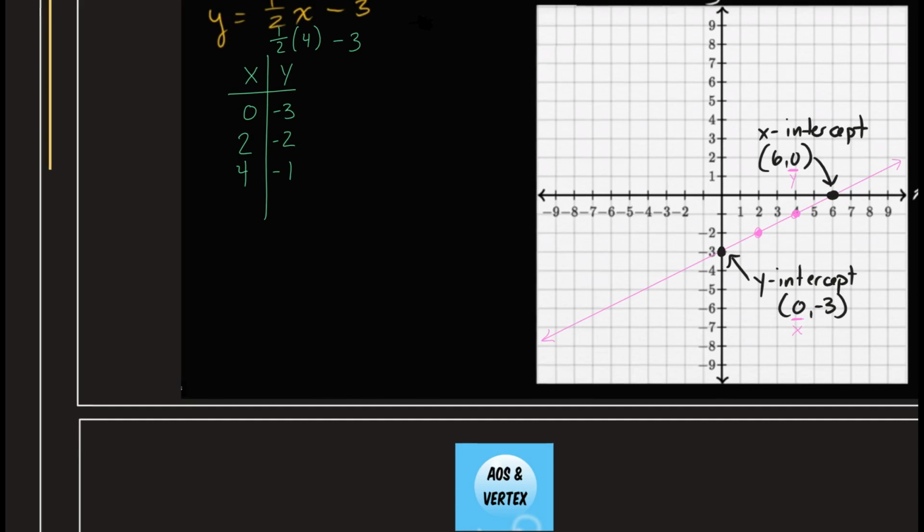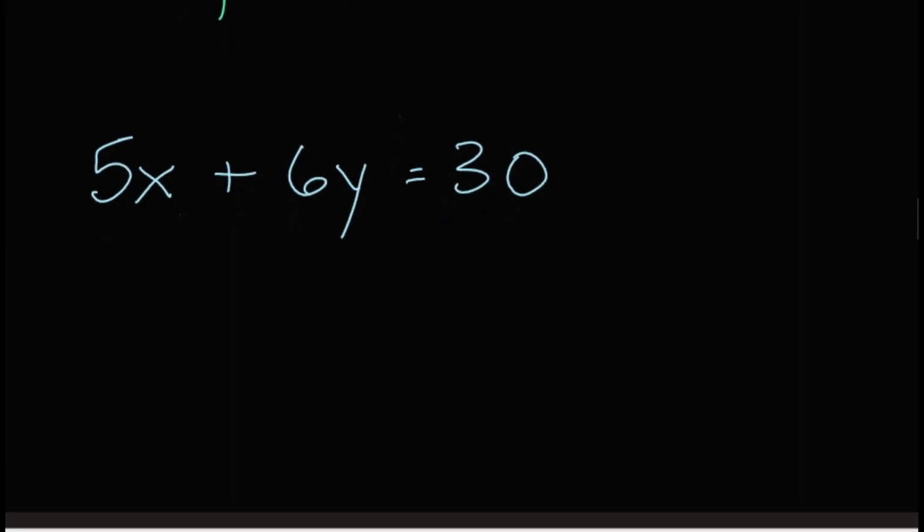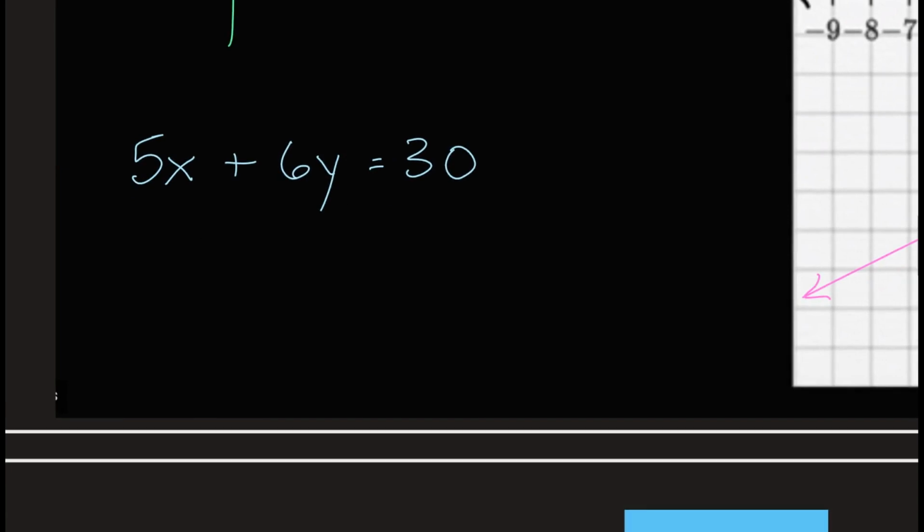What color? It's blue. Okay, so let's do 5x plus 6y equals 30. If we're first trying to find the x-intercept of this graph, we know that the x-intercept will always have a y value of 0. So to find the x-intercept, all you have to do is apply a y value of 0, meaning in for y, you are going to put a 0. And then you just solve for x.